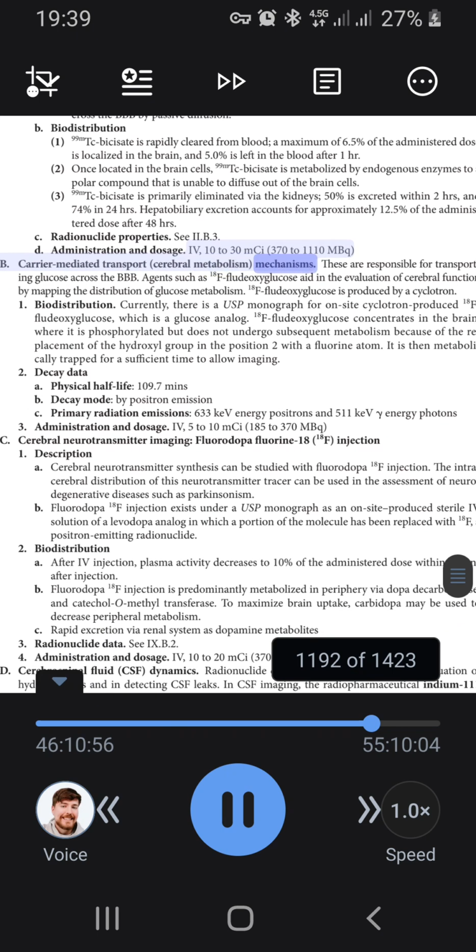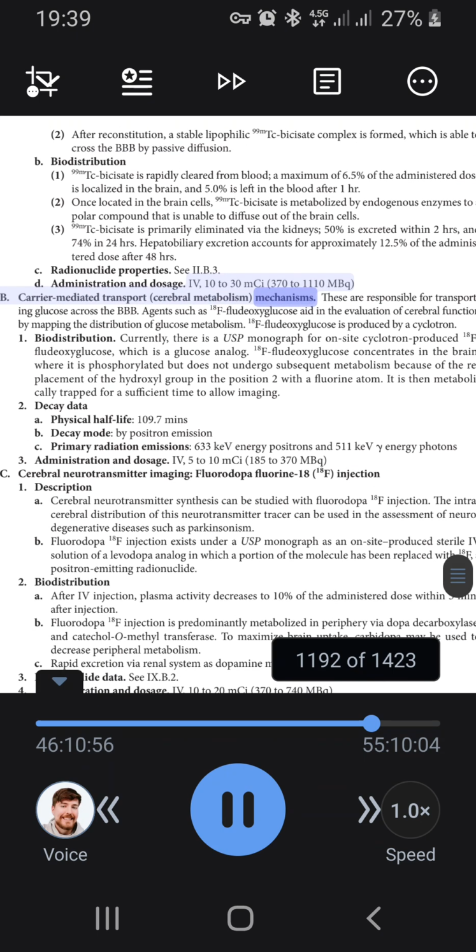B. Carrier-mediated transport cerebral metabolism mechanisms. These are responsible for transporting glucose across the BBB. Agents such as 18F fludeoxyglucose aid in the evaluation of cerebral function by mapping the distribution of glucose metabolism. 18F fludeoxyglucose is produced by a cyclotron.